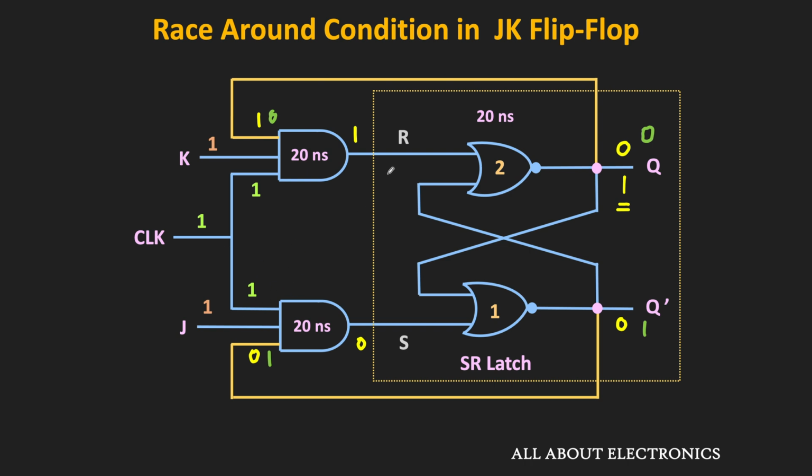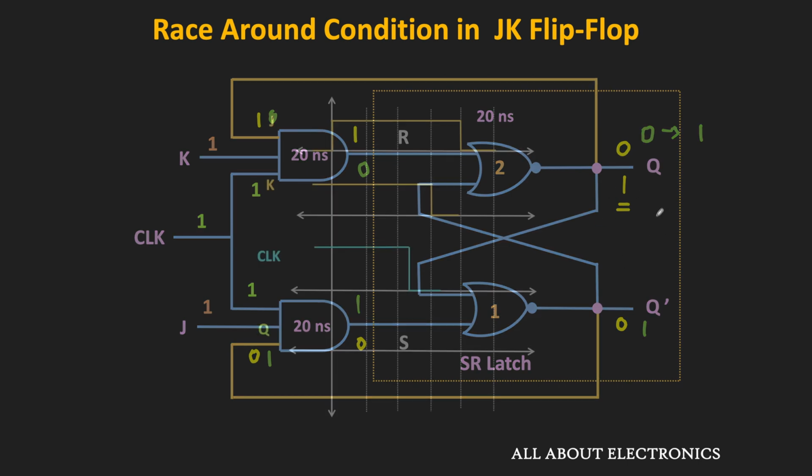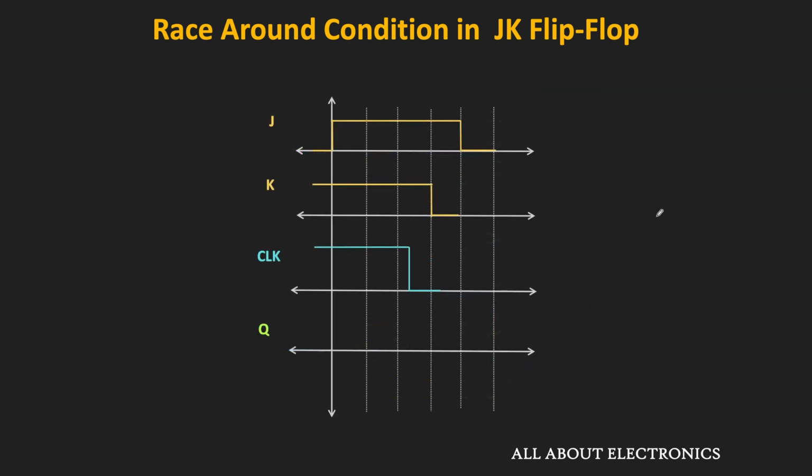That means once again, now this output will become 0, while this output of the AND gate will become 1. That means now S is 1 and R is 0, so once again the flip-flop will change its state from 0 to 1. So as you can see, the output of the flip-flop is continuously toggling between 0 and 1. That means if the JK flip-flop is level triggered and both its inputs are high, then during the on time of the clock, the output of the flip-flop will toggle continuously between 0 and 1. And this condition is known as the race around condition in the JK flip-flop.